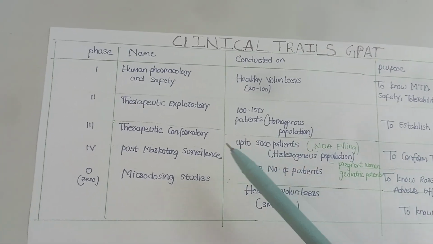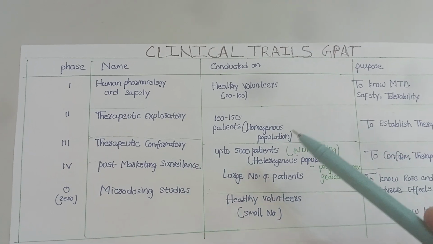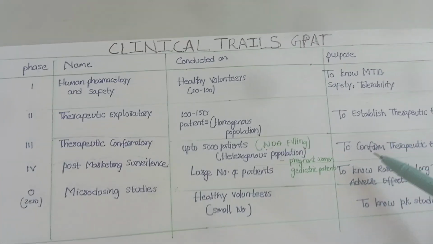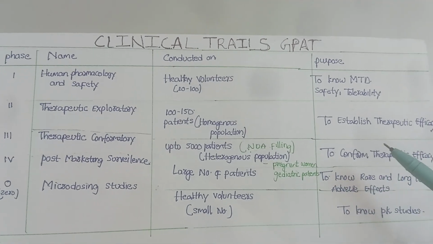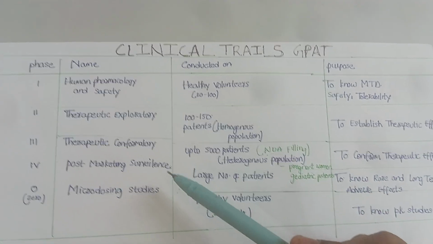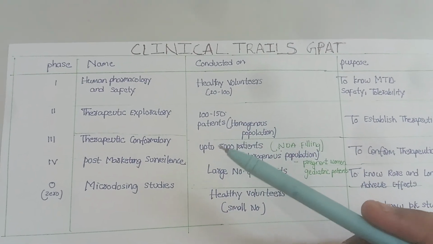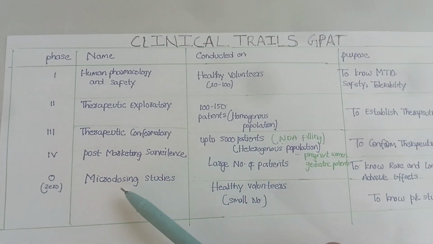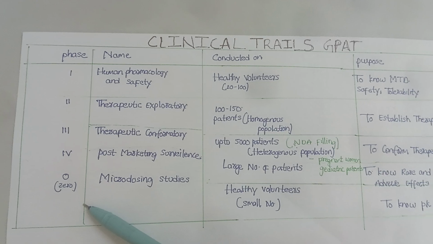And phase 4 clinical trials is your post marketing surveillance, where a large number of patients are taken into consideration. The purpose is to know rare and long term adverse effects. Generally, post marketing surveillance is conducted after the release of drugs into the market, and to know the public feedback. And the last one is your microdosing studies, that is phase 0 clinical trials.